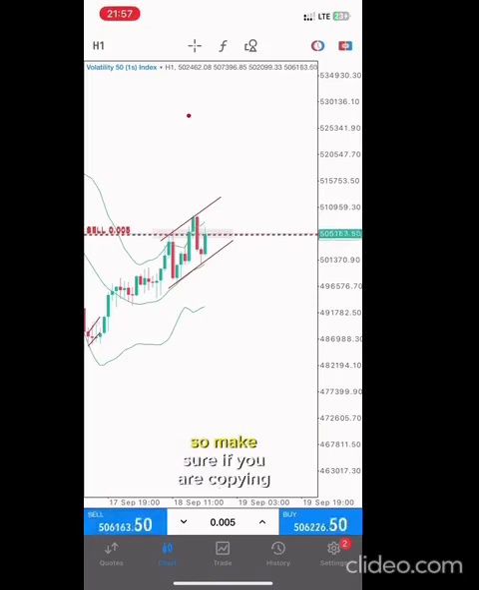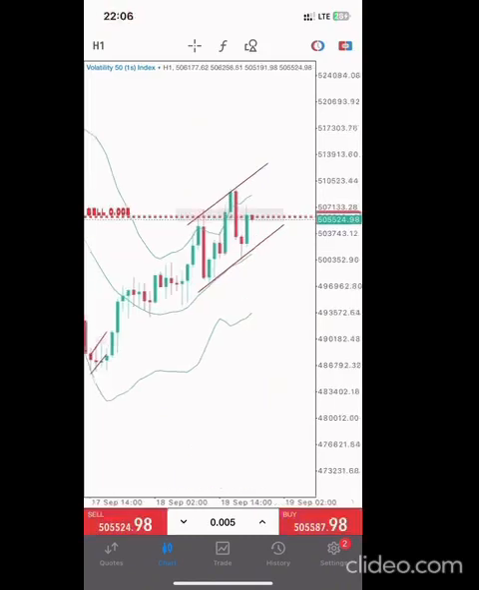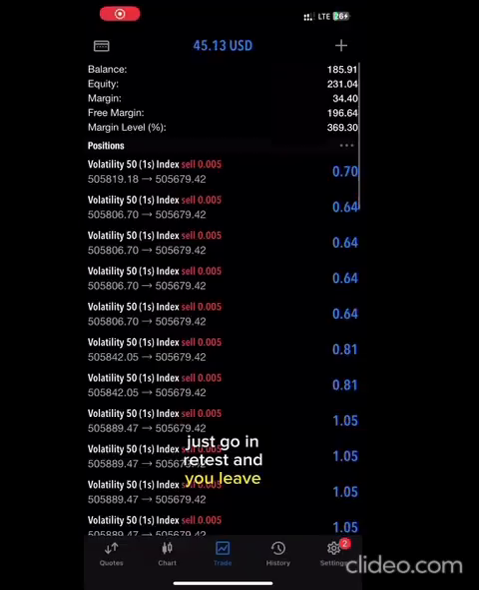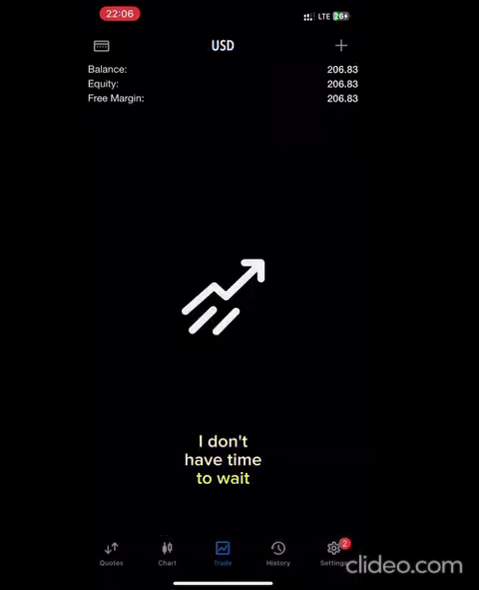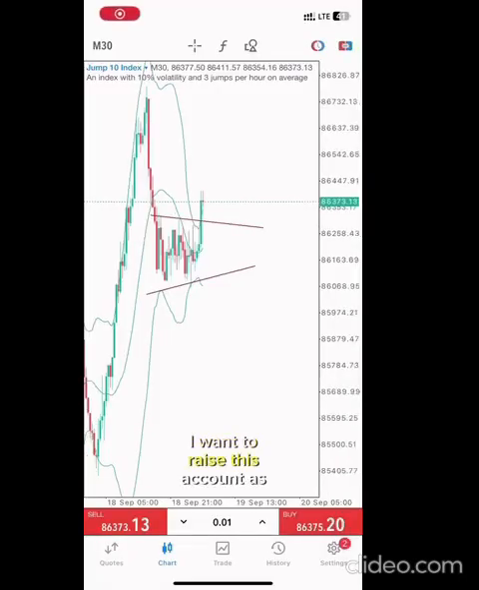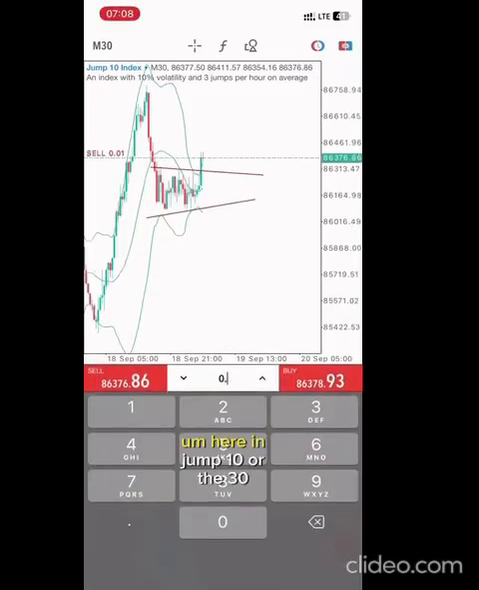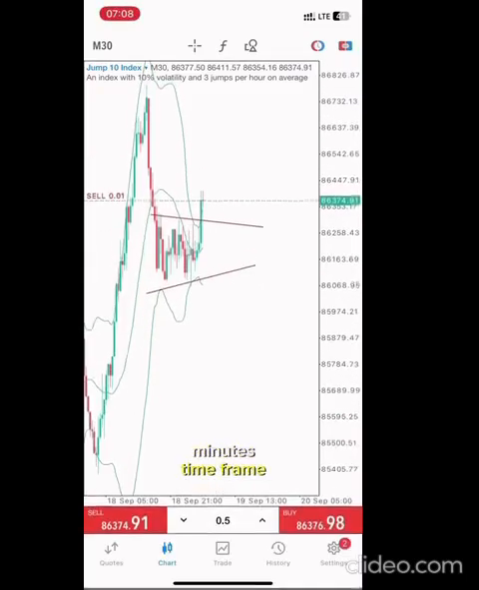So as I've told you before, some Quasimodos just retest when they are going down. So make sure if you are scalping, just go in, retest, and you leave, just like I'm doing here. I'm leaving. I don't have time to wait because I want to raise this account as fast as possible. So this is one of my favorite trades here in Jump 10 on the 30 minutes time frame.